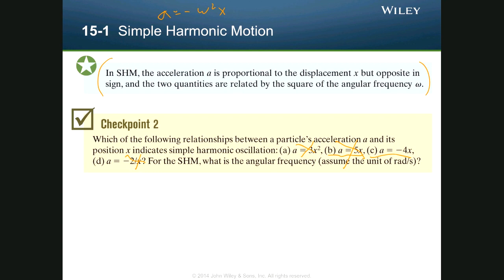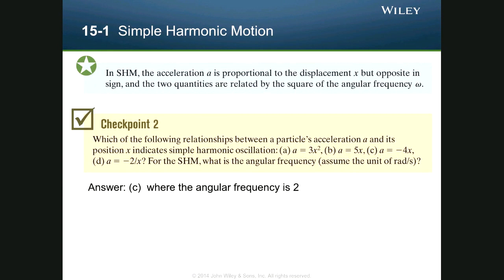So again, we have more of just, did it ask for the angular frequency? For the y, what's the frequency? You just take the square root of this part and get the angular frequency of 2. It's not so hard.